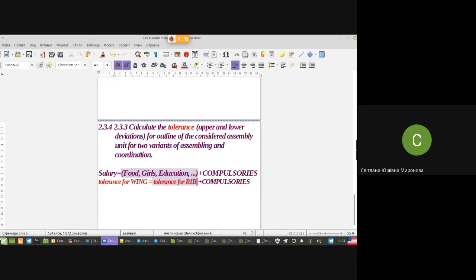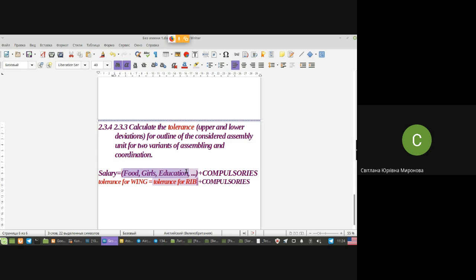Now, how may we understand how much we may spend on our private purposes like food, meeting the girls, creating a family with honest purpose, girls, education and so on? How much may we spend? Salary minus our compulsory spendings for rent and for transport to get to the place where you work, to the office, or you will not have another salary next month.